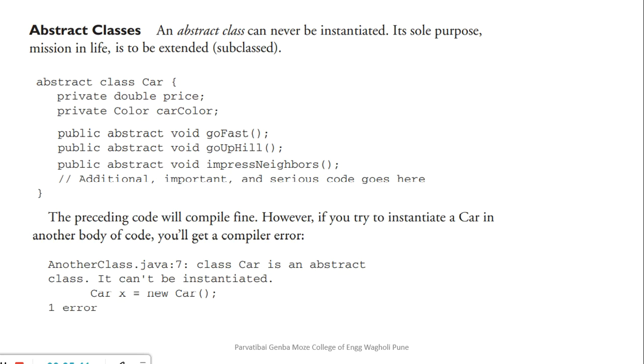When you declare any class as abstract, here we have declared class Car as abstract. That means this class cannot be instantiated. So this Car class will compile fine, but in any other class, or in the same Car class, if we try to create an object, Car x = new Car, it will throw an error. The error will be that you cannot instantiate this Car class. Now we will see this practically.